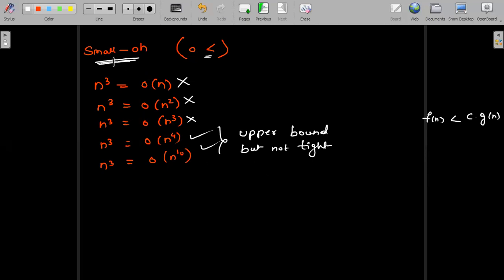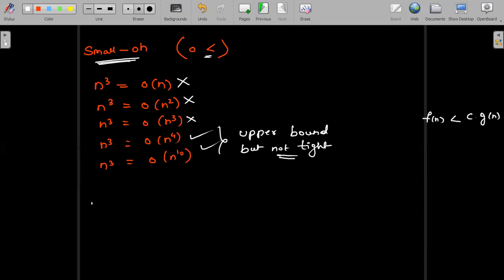But when you go to big O, you get less than or equal to. That time it says very clearly that it is a tight upper bound, but here no. It is not a tight upper bound. It is an upper bound, but not tight. This one you have to understand. Same thing here also.